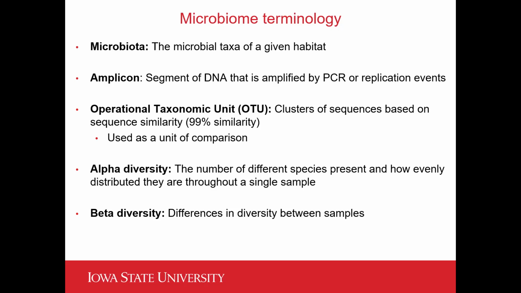Alpha diversity measurements are values taken from a single sample, such as species richness, which is the total number of different species, species evenness, which is how evenly the abundance of each organism is distributed, and species diversity, which is a weighted combination of the two mentioned before. And finally, beta diversity is a comparison of these measurements between samples.